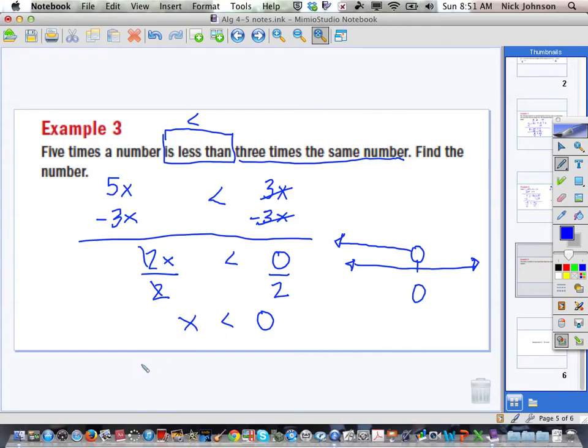So let's check that out. If I put in a negative 5 for x, 5 times a negative 5, is that less than 3 times a negative 5? Well, is a negative 25 less than a negative 15? Yes. That totally makes sense. Okay? So every single number that is less than 0, this is going to work for.